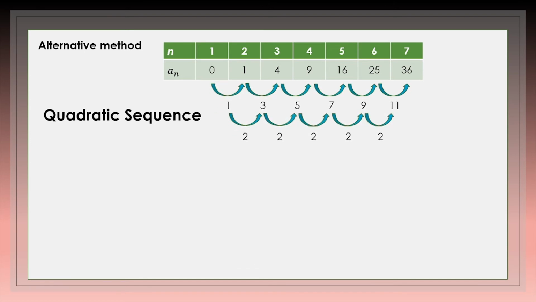Okay, so kaparehas lang din ng ating linear sequence. But in this example, after you find the common difference on the second level, you need to multiply to 1/2 n squared. So 2, which is the common difference, times 1/2 n squared. So it will become n squared.